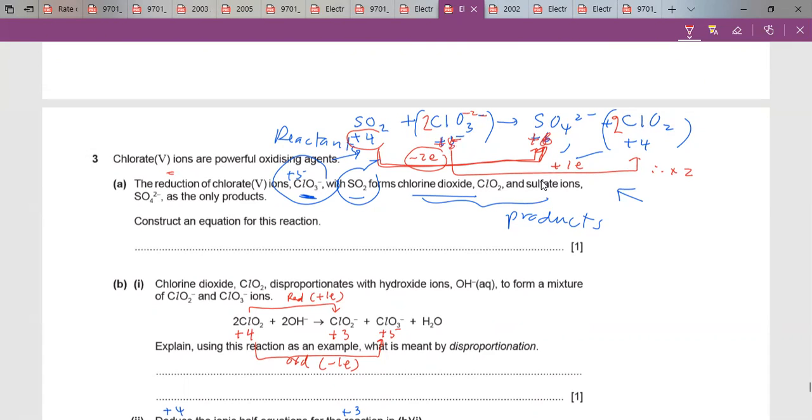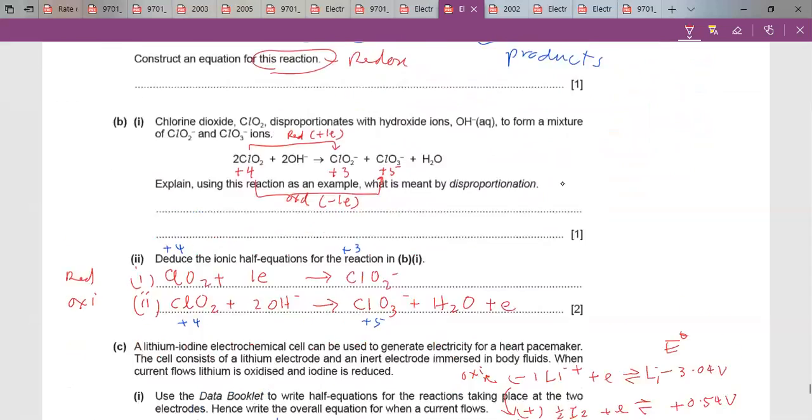Now this one here, the whole thing is 0. This is -2, here is +4. So from +5 to +4, it must have gained 1 electron. But this fellow here gives 2 electrons. That means 2 moles, times 2 here. So put 2 here, so everything is times 2. So now this is the answer. Construct the equation for this reaction. Which one? This is the redox reaction. So now this is the equation, with SO2 coming together with ClO3 minus. You can see here the answer.